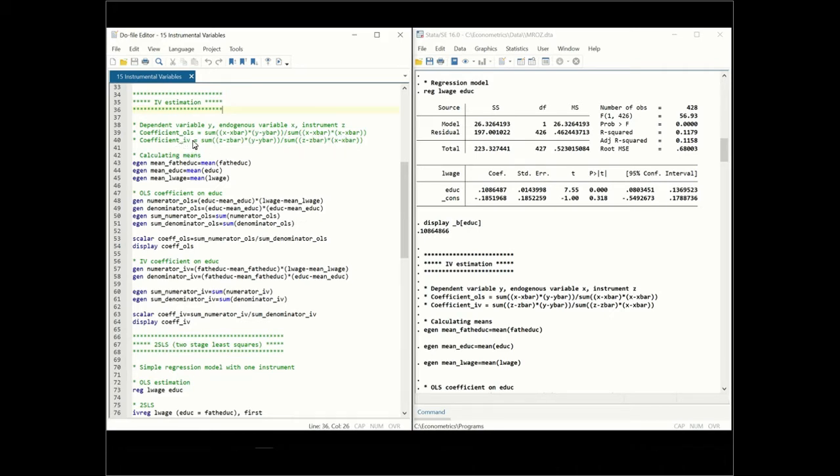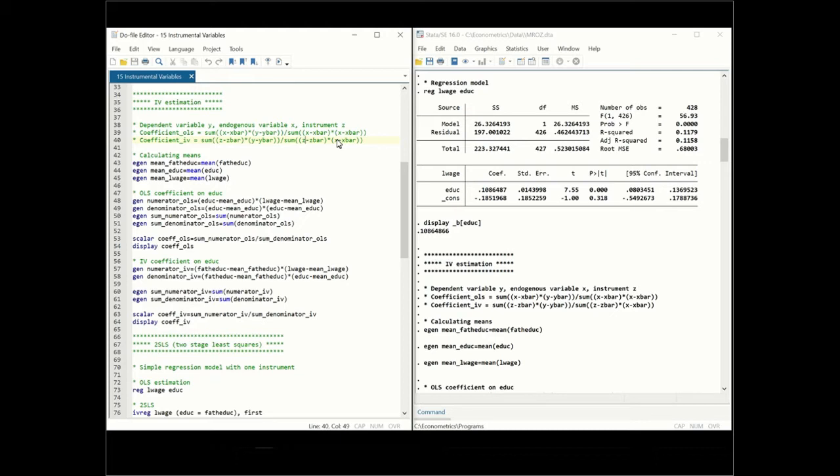So an OLS coefficient has this formula. It's the summation of x minus x bar times y minus y bar divided by the summation of x minus x bar times x minus x bar. What we're seeing here is that this is actually the formula for the covariance of x and y divided by the covariance of x and x, which is basically the variance of x. So that is the OLS coefficient formula: the covariance of x and y divided by the variance of x.